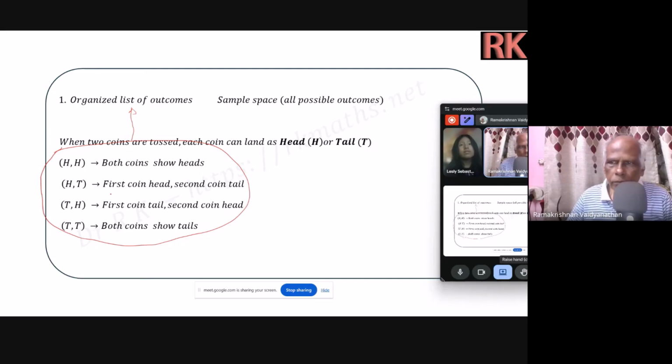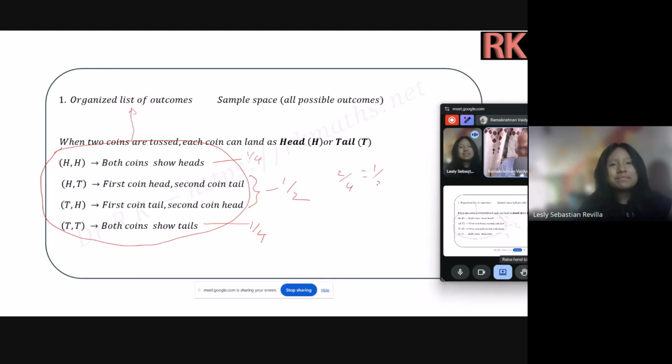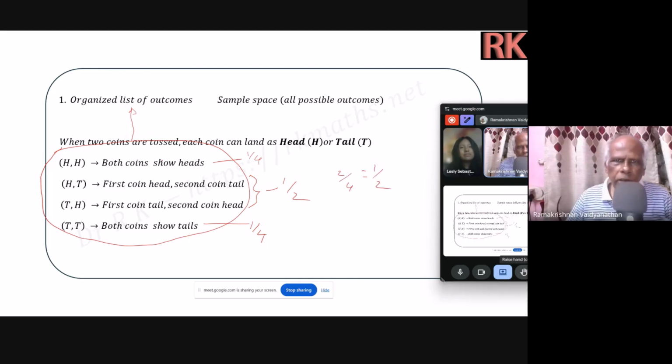Now you can say that the probability of this is 1 by 4. The probability of this is 1 by 4. The probability of these two is 2 by 4, which is equal to 1 by 2. This is how you do it from the list of outcomes.